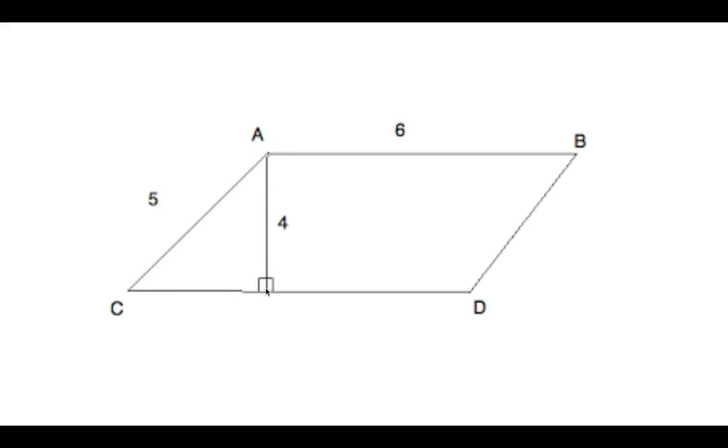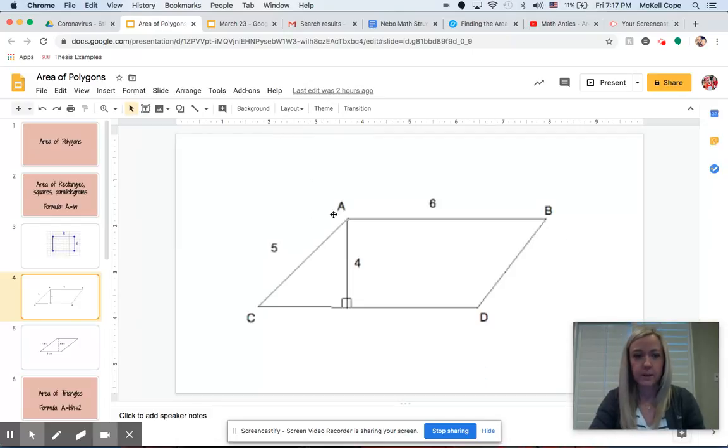The height has to be straight up and down and perpendicular with the line that is going across right here. So the base here would be 6 and the height would be 4. So you'd get a total of 24. Okay, we're going to come out of present mode here.